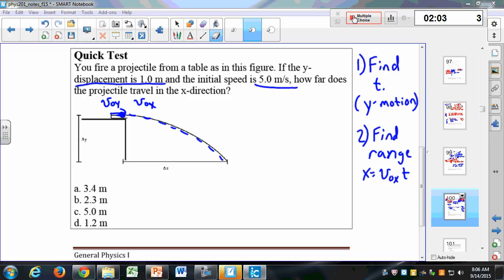When I wrote this question, I used a g of 9.8, so your answer might be one unit in the decimal place off.